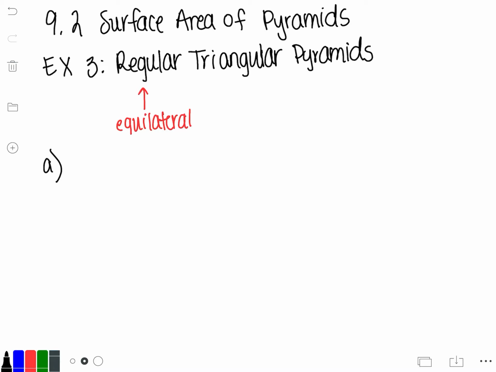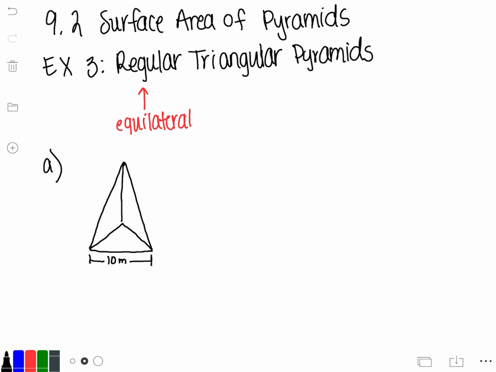So to start, let's draw a picture of a triangular pyramid. So start with a triangle base. Try to make it an equilateral triangle. Not that it really matters, but that's what it's supposed to be. And then one vertex at the top and straight edges down. So let's label this 10 meters. So 10 meters is from here to here.